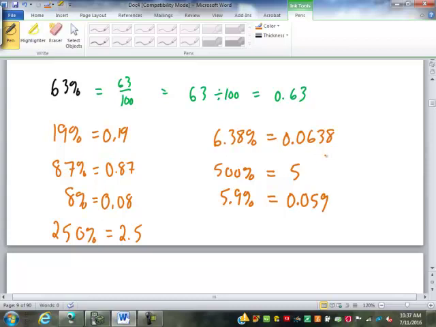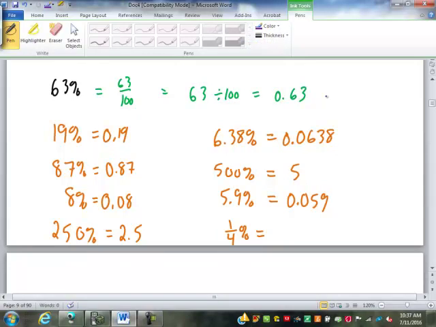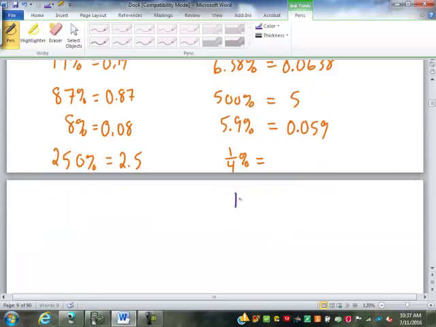0.059. Good. Now here's the one that I'm going to get people on. I get almost everybody on this one. 1/4%. What's that as a decimal? Everybody's reflex is to say 0.25. Think about it. 1% is what as a decimal? 0.01. 1/4 is smaller than that, right? So 1/4% has to be smaller than 0.01. 0.025? Close.